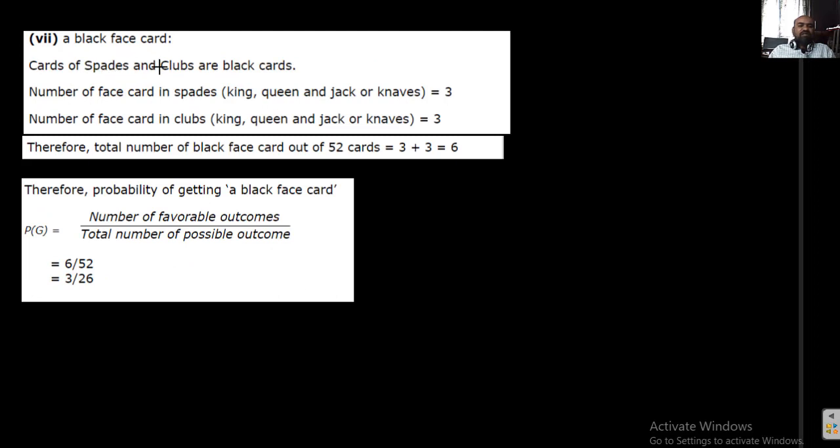Cards of spades and clubs are black cards, totally 6. So 6 by 52, that is the answer for the problem.